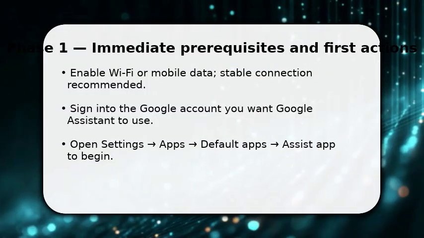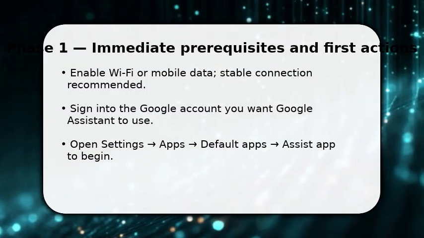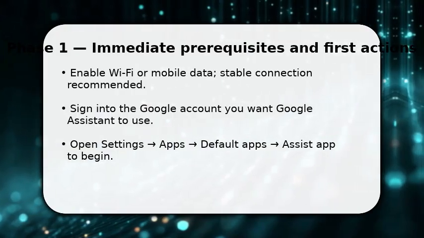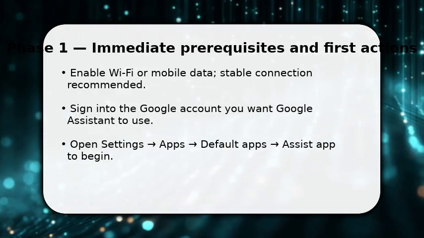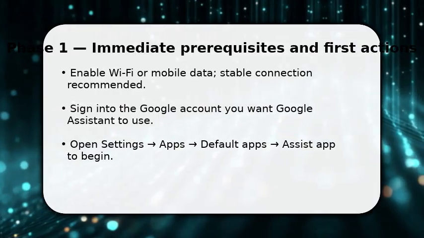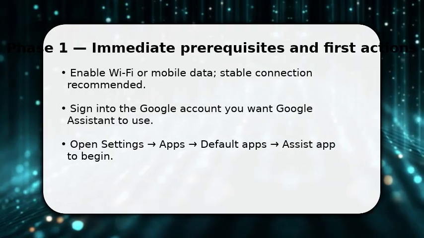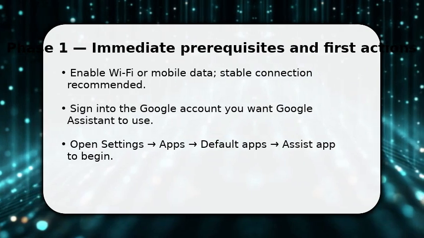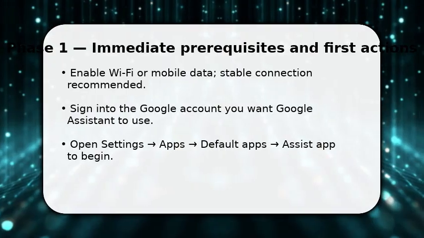You'll start by preparing the OnePlus Nord so Google Assistant can run reliably. Turn on Wi-Fi or mobile data and sign into the Google account you want Assistant to use. Then, open Settings, go to Apps and tap Default Apps. Choose Assist app. Once done, select Google as the assistant and allow the initial permissions it requests. Make sure to give microphone access now, because without it, Assistant cannot hear voice commands. This is the essential first actionable step to get things moving.